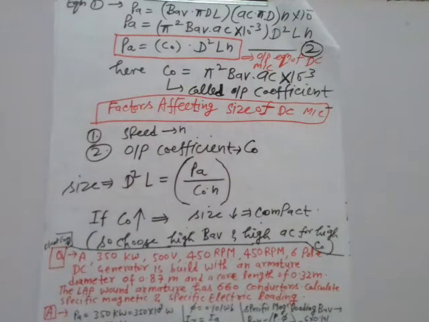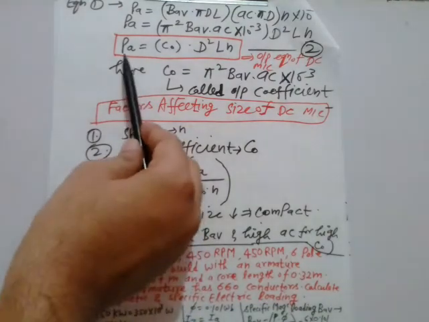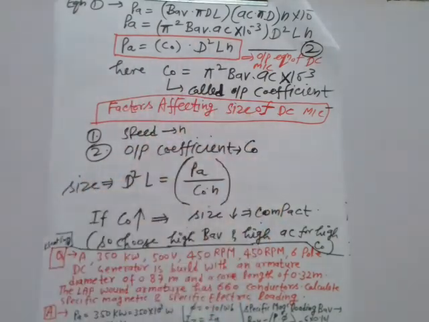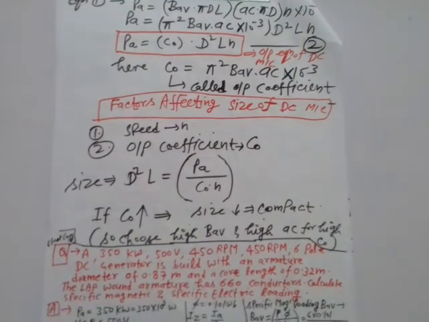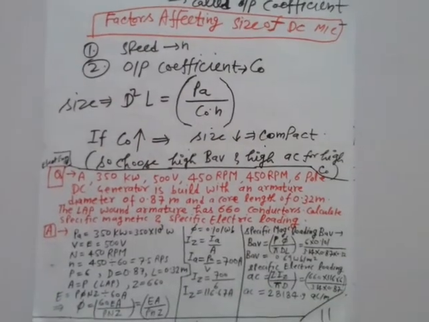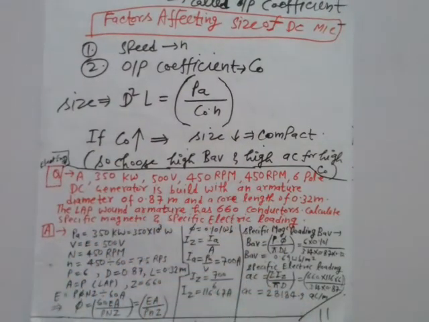Now you can start solving the numerical on this output equation, P is equal to C naught d square ln. It's very important, you will definitely get one numerical in your exam. So you can solve these kinds of numericals.